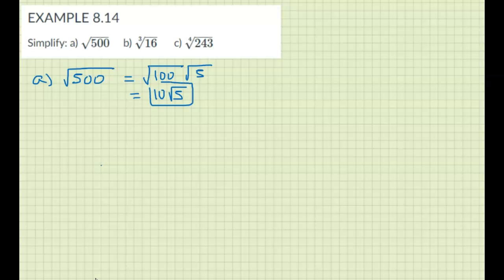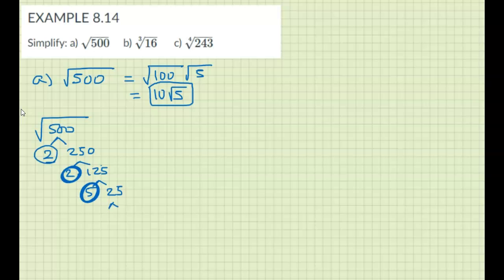Okay, so this is sort of the quick and easy way. All right, but if you can't recognize that, then you're going to have 500, and let's say, oh, I can divide this by 2 and 250. This is prime, so I'm going to circle it. This is 2 and 125. This is 5 times 25. And this is 5 times 5. Right, so every time you divide by a prime number, you circle it.